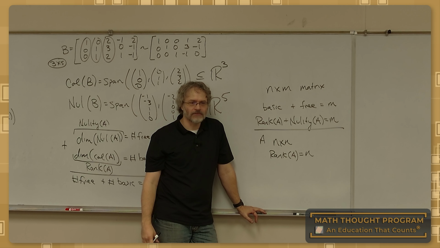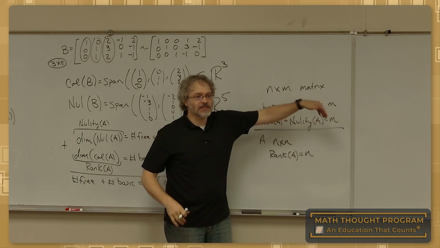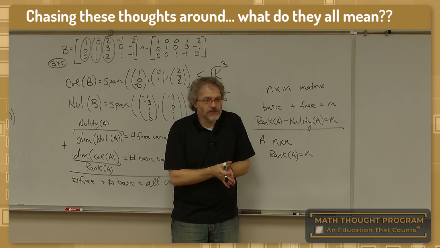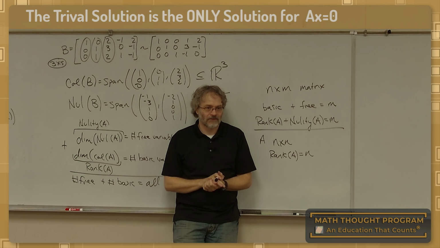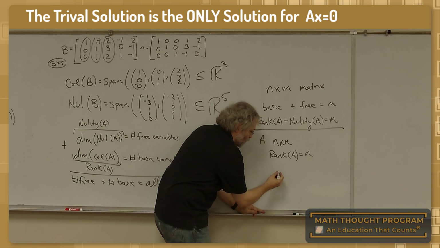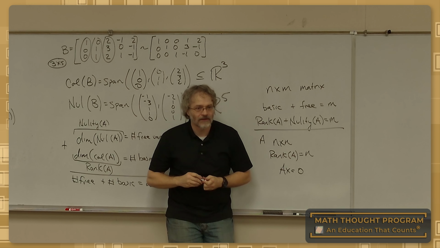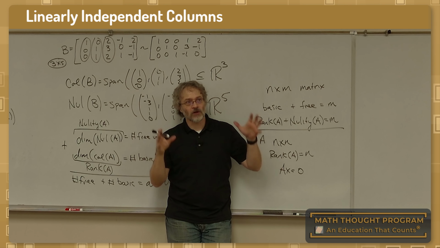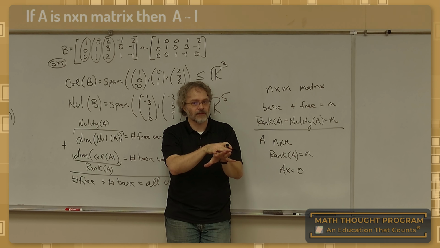How many free variables would you have? Okay, if you have no free variables, what does it say about the columns in the matrix? If I looked at the homogeneous equation, what will satisfy the homogeneous equation? Only the trivial solution. And if only the trivial solution is going to satisfy the homogeneous equation, what does that say about the columns within the matrix itself? They're linearly independent.